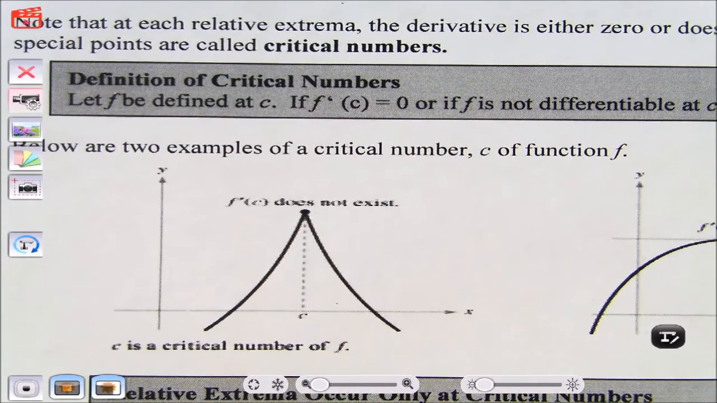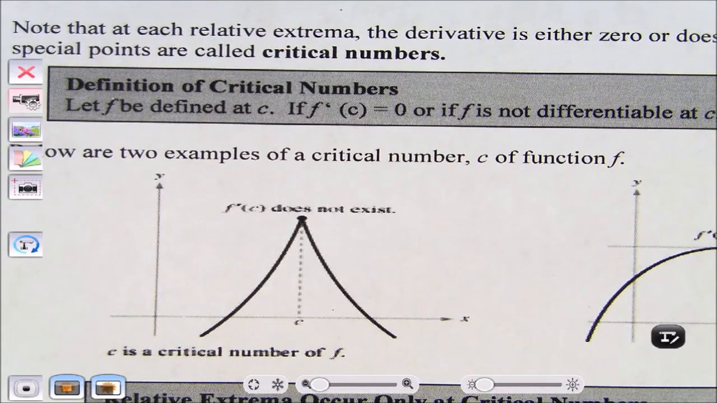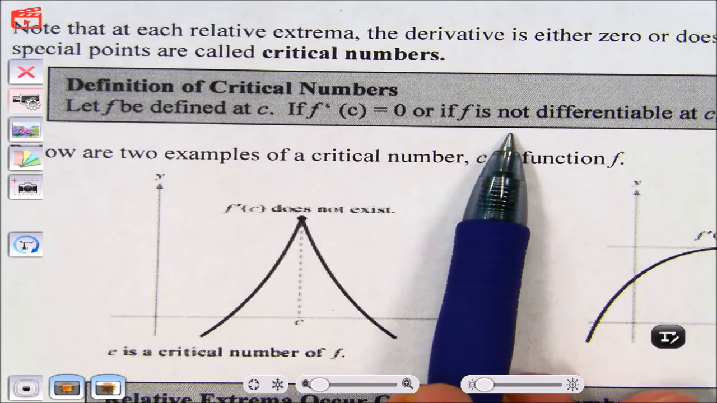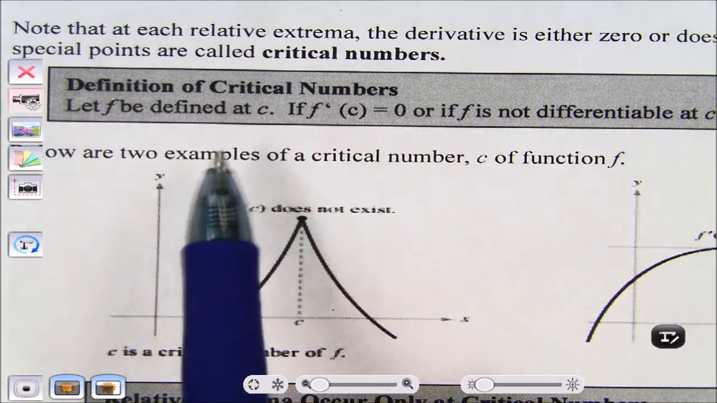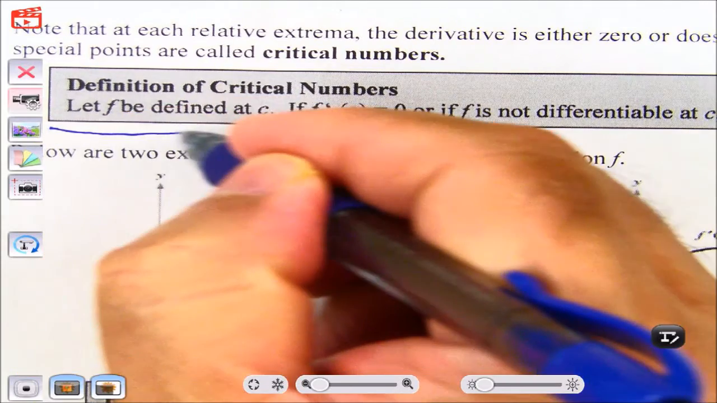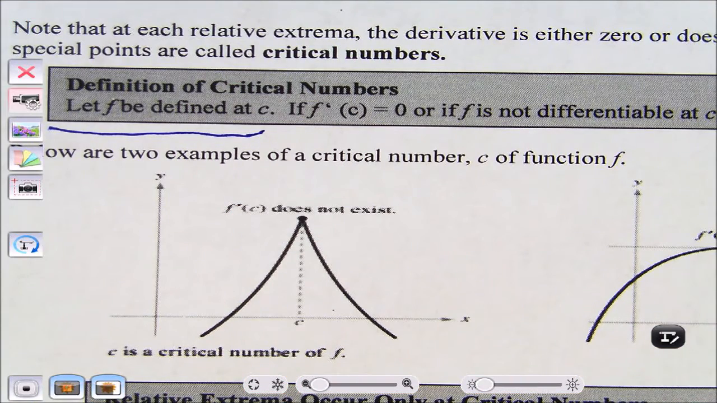Alright. Here's a critical number. So this is important. So this is a good definition. So f is defined at c. So f has to be defined at c. That's the beginning part. In fact, that's the part most people forget, that it has to be defined. This is the original function, though, not the derivative. The original function has to be defined at c.